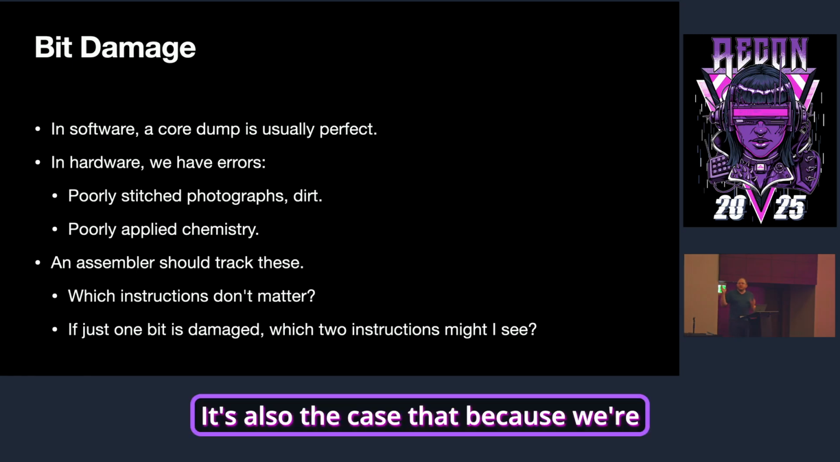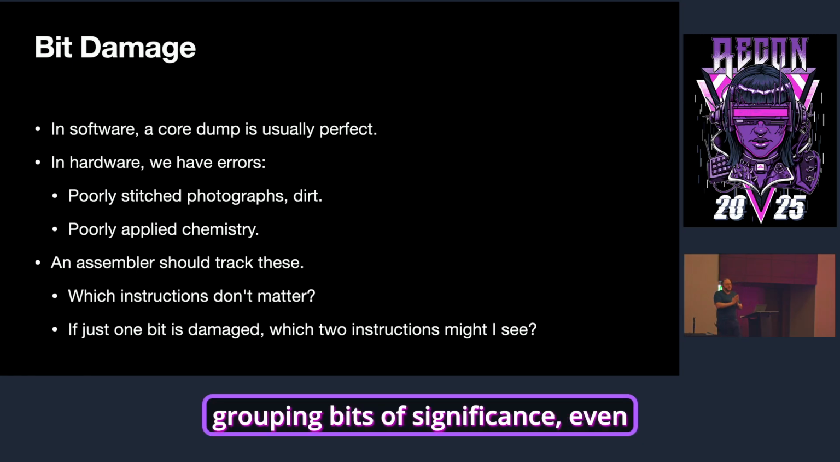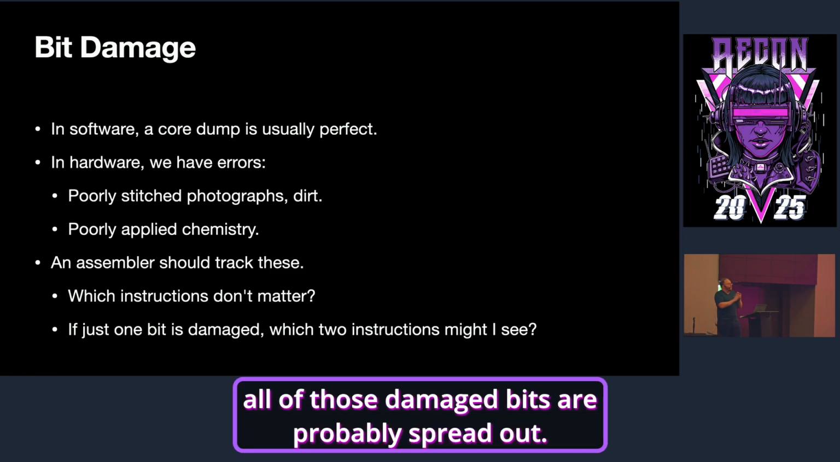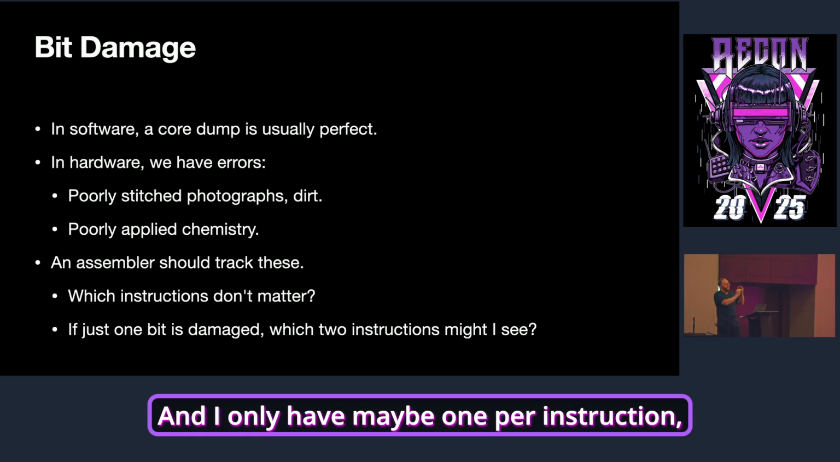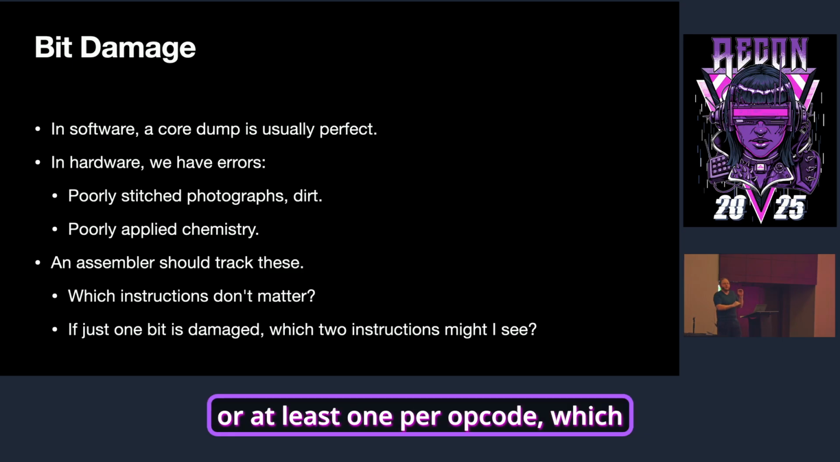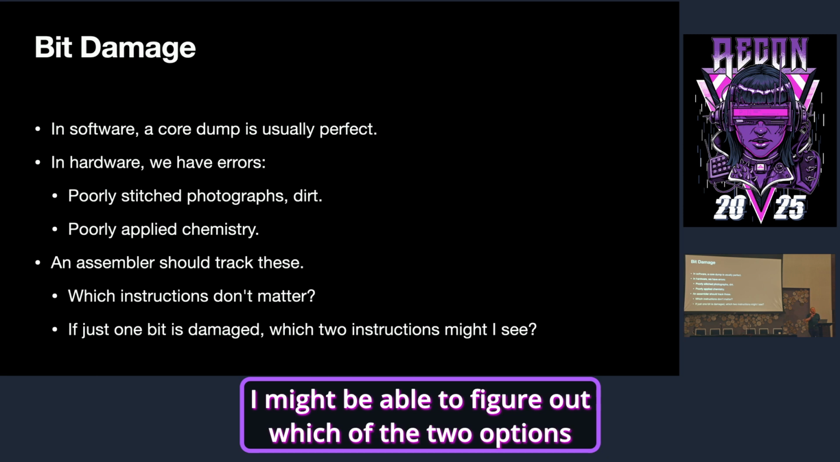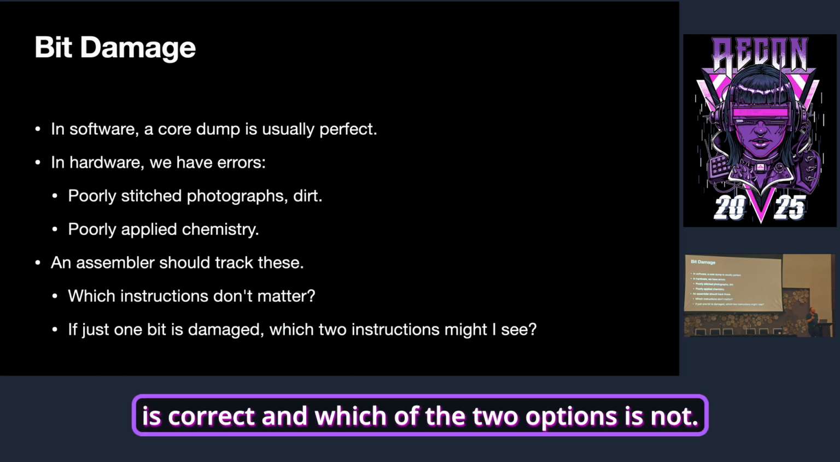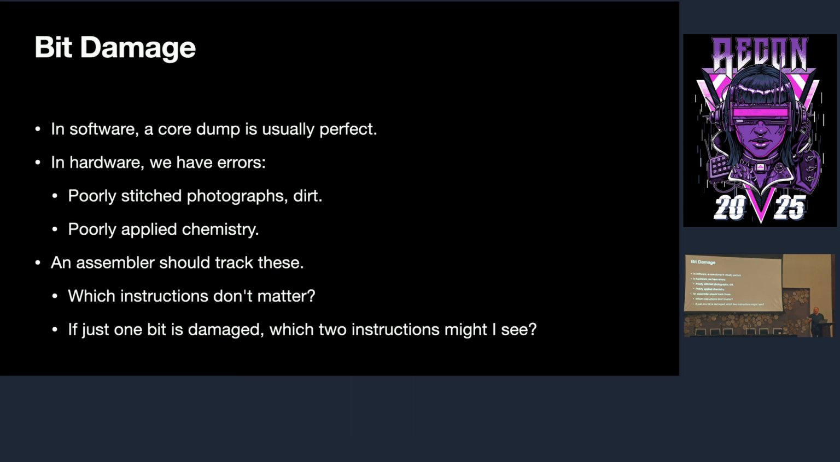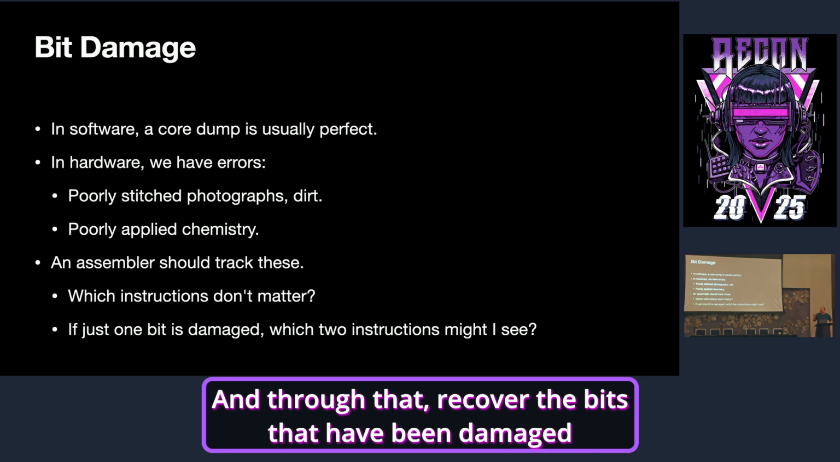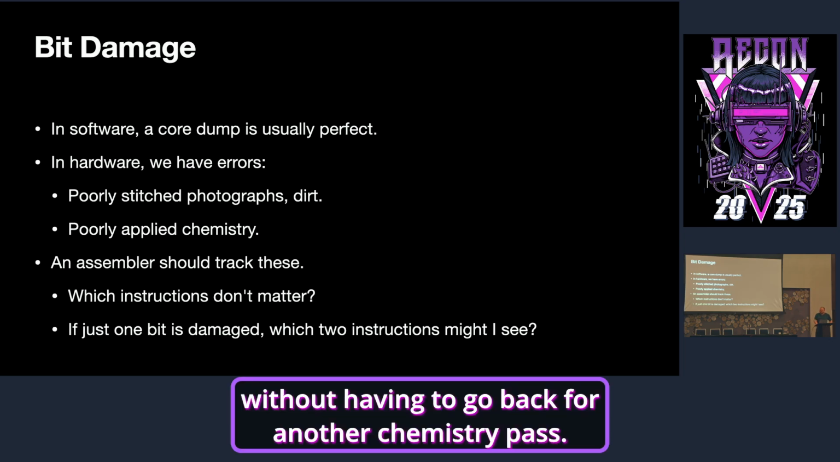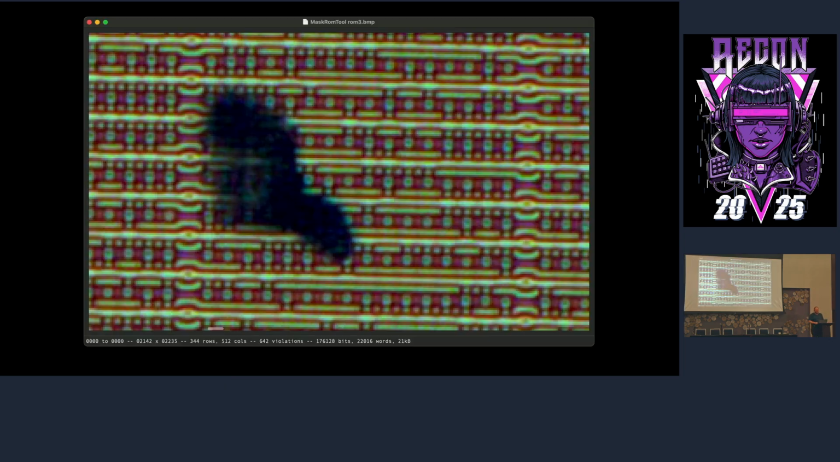It's also the case that because we're grouping bits of significance, even if I have a large region of damage, all of those damaged bits are probably spread out, and I only have maybe one per instruction, or at least one per opcode, which means that looking at my assembly code, I might be able to figure out which of the two options is correct and which of the two options is not, and through that recover the bits that have been damaged without having to go back for another chemistry pass.